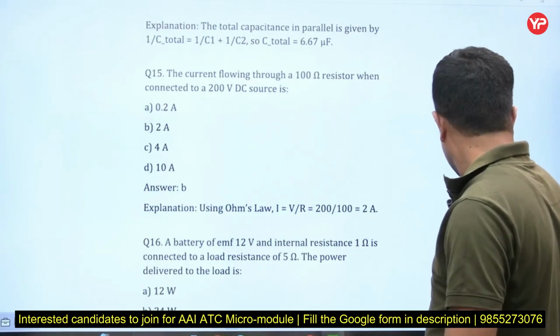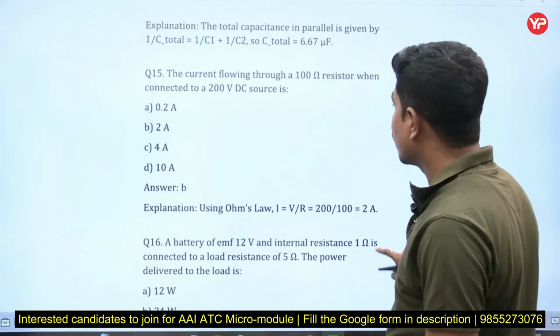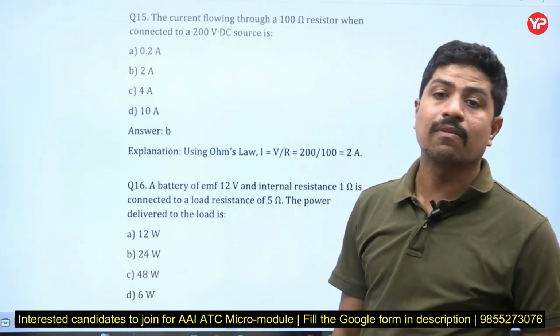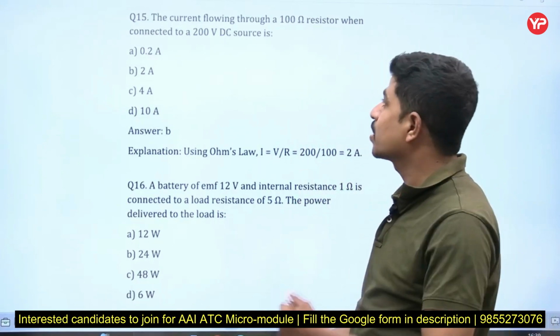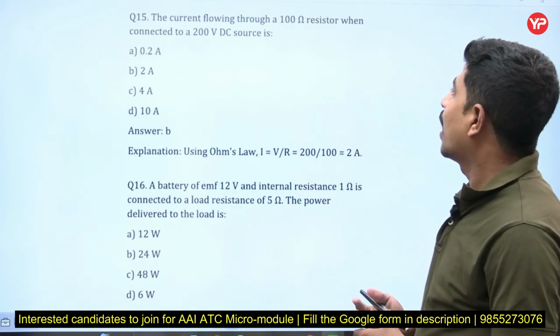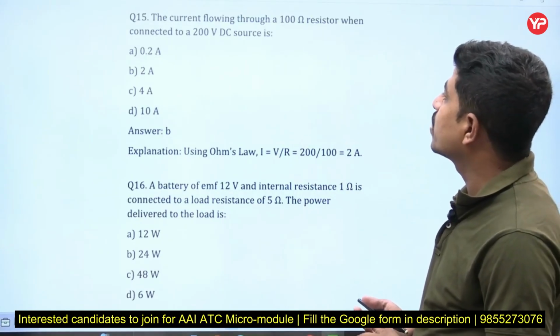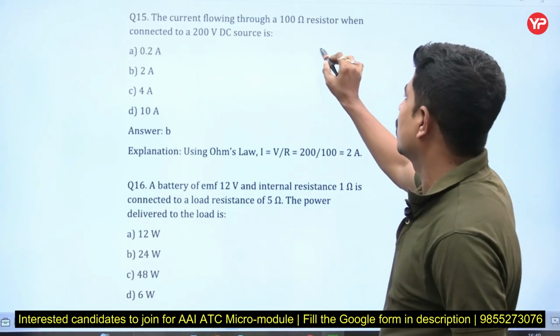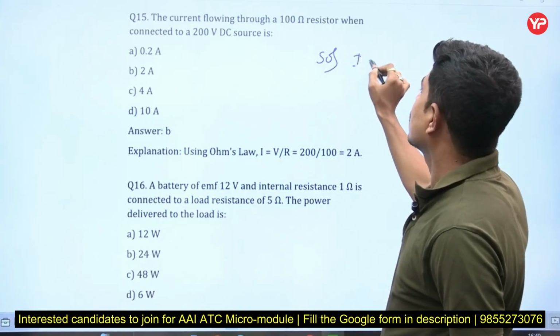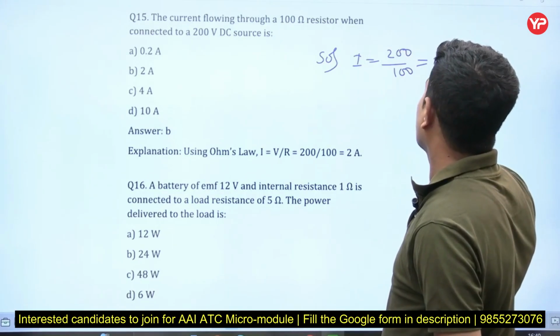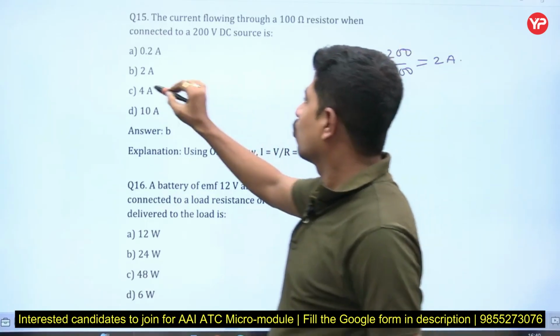We are talking about capacitances in parallel. If capacitances are in parallel, directly added, C equivalent is equal to C1 plus C2. Next, the current flowing through a 100 ohm resistor when connected to a 200 volts DC source. This is also a direct question. Yes, I is equal to V divided by R, that is 2 amperes. Answer is 2 amperes.